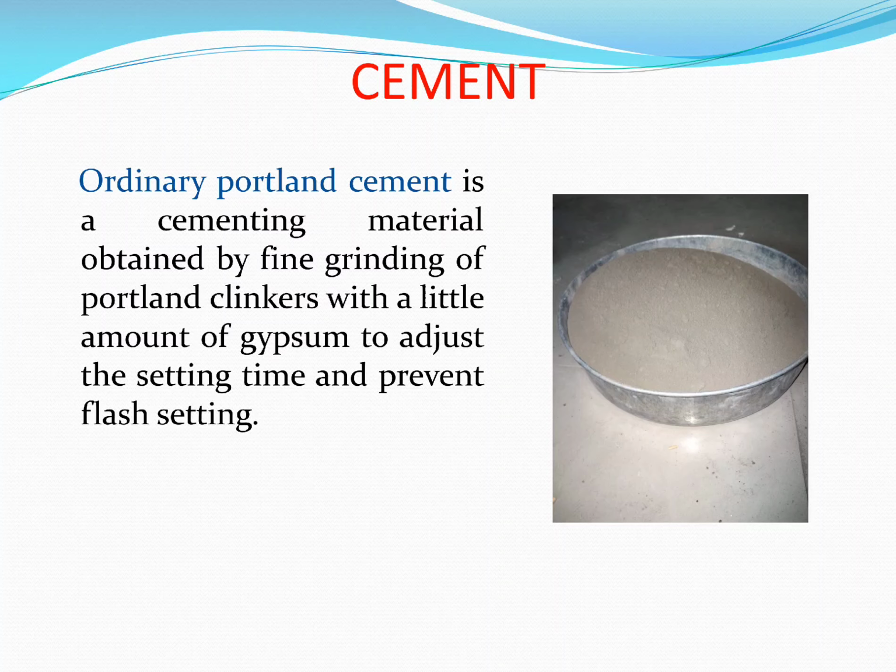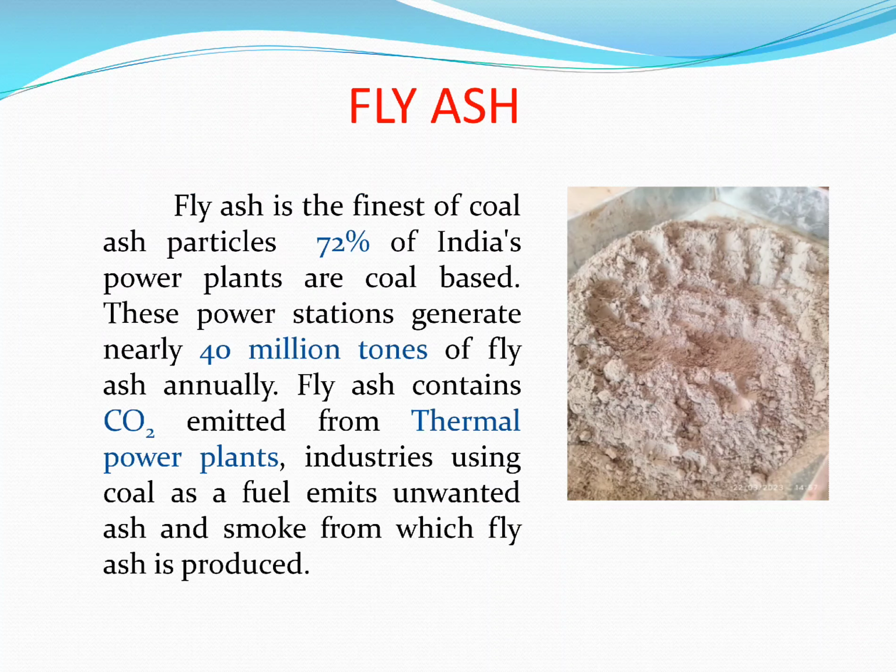Cement. Ordinary Portland cement is a cementing material obtained by fine grinding of Portland clinkers with a little amount of gypsum to adjust the setting time and prevent flash setting. And the second material is fly ash.